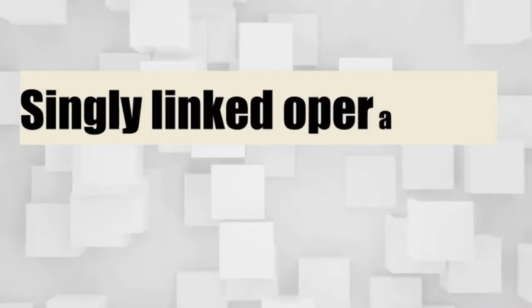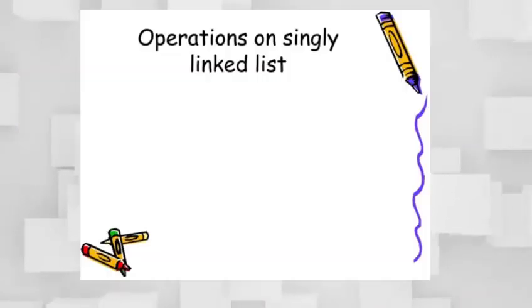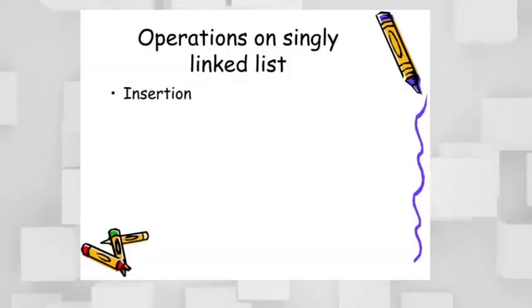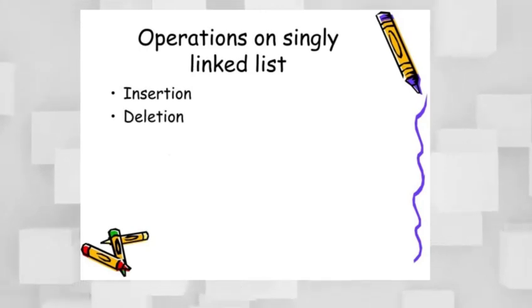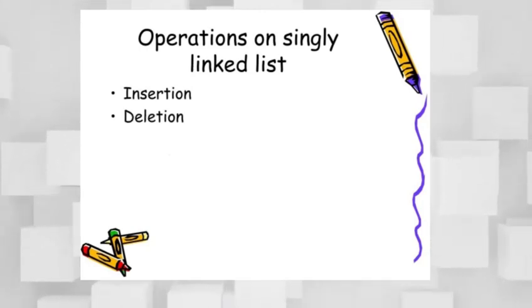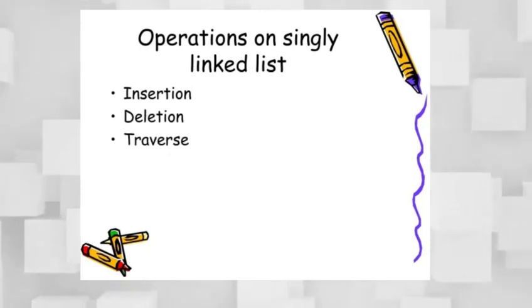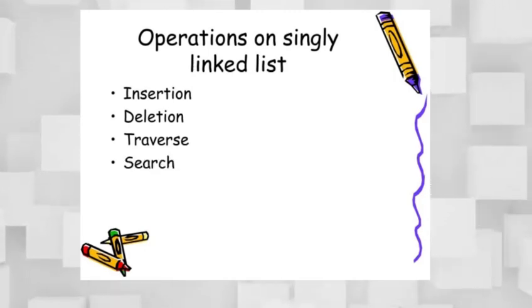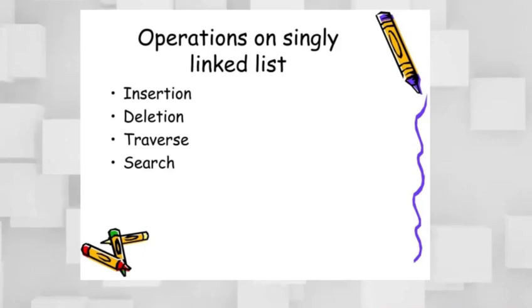There are several key operations we can perform on singly linked lists. Insertion: adding a new node to the list. Deletion: removing an existing node. Traversal: accessing each node one by one. Search: finding a node with a specific value. Let's explore these operations in more detail.